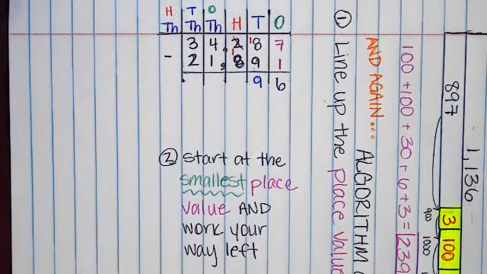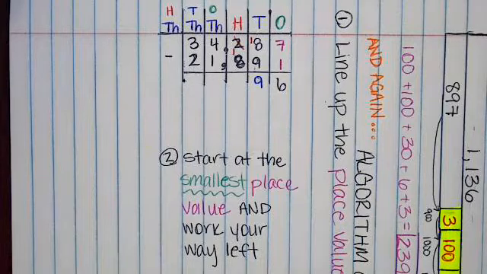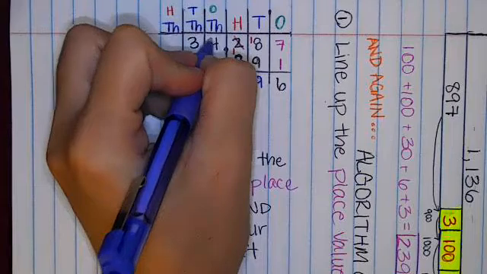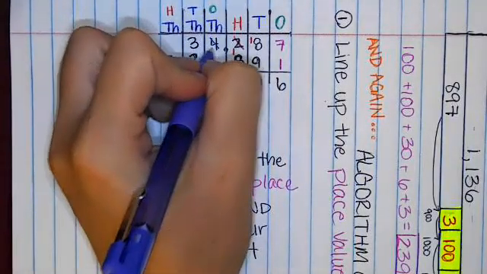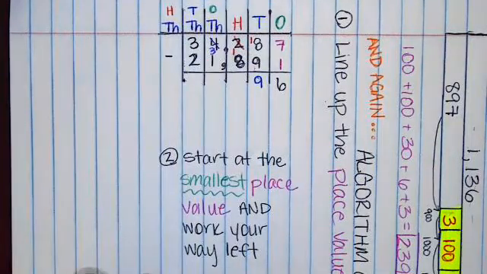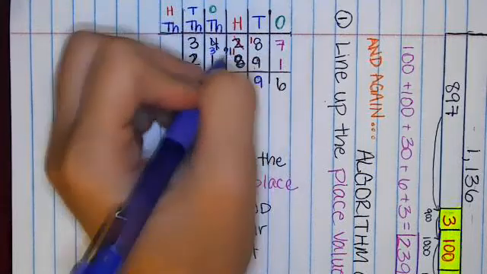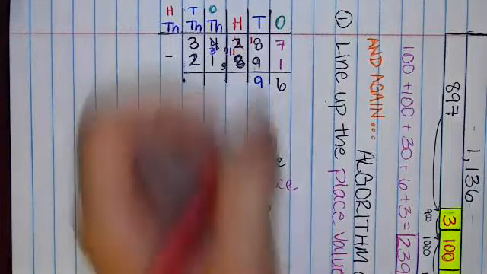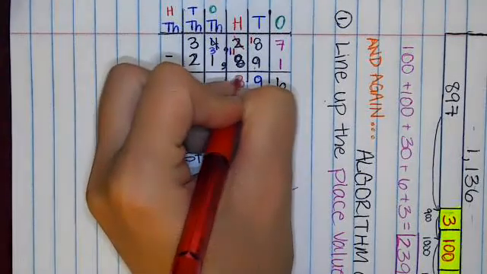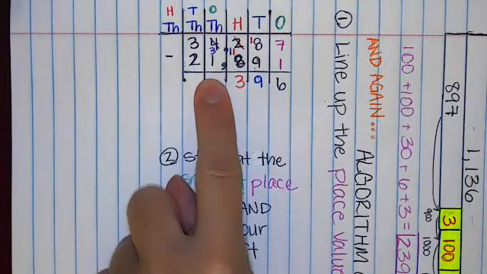And then it says right here, 1 take away 8. I cannot do that. You don't have enough. So I need to go over to the thousands place, and I need to take 1,000 away from the 4,000, which would make that 3,000. And I need to regroup one of those thousands back over to the hundreds place. So that would make that 11. 11 take away 8 would be 3.